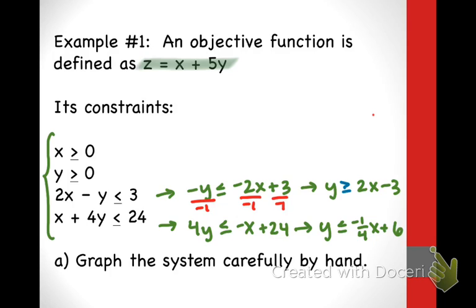Now both of these lines are going to be solid because they include the equal to. And in that first one, this one that's y is greater than or equal to, I want to shade above my line because y is greater than or equal to. And then in the second one, that last one, y is less than or equal to negative 1/4 x plus 6. That one I want to shade below my line. So go ahead and take a minute and graph those by hand.